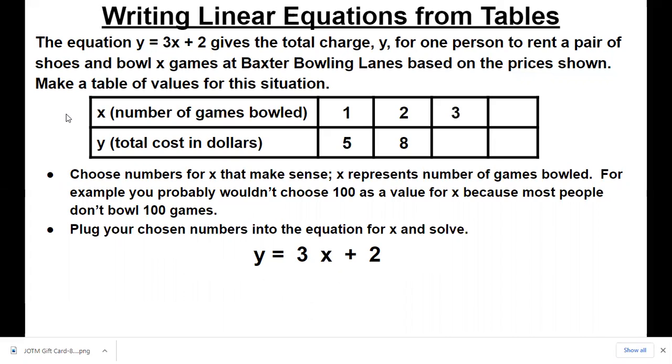Okay, let's do another number. How about if we bowled 3 games? Let's plug 3 in for x. 3 times 3 is 9, add 2, y is 11. And then finally, let's say we bowled 4 games, and that would make sense. So put 4 in there, 3 times 4 is 12, 12 plus 2 is 14, y is 14. So we made our table of values.